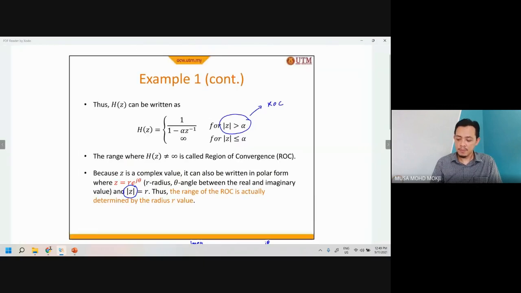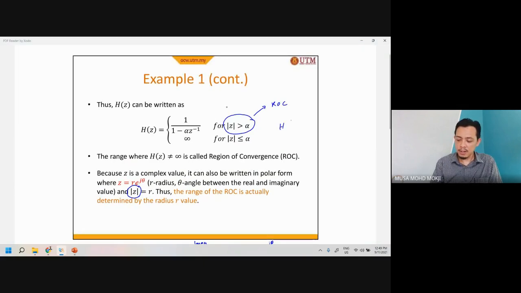So actually, we can just write it as H(z) equals 1 over 1 minus alpha z to the power of minus 1, which is for |z| greater than alpha. So actually, this is enough. This is enough to write it. We don't need to write this one. Because this slide is just an introduction on how to convert the time domain into the Z domain, there is this line. But to simplify this equation, we can just write it this way, without the second line, because we already know that this is actually infinity.